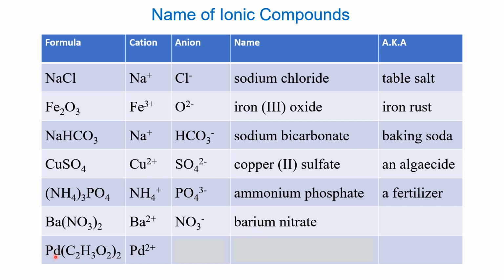This is palladium acetate. Palladium is actually a type 2 metal. So you figure out the charge by the charge of acetate. You have 2 acetate, so you have overall 2 negative charge. This palladium should be 2 plus, so the name will be palladium 2 acetate. Okay, this is an example of the ionic compound.